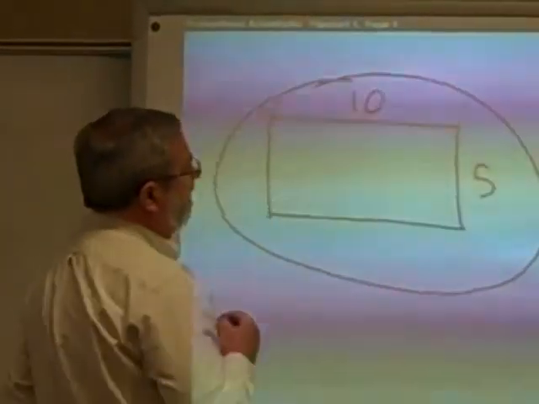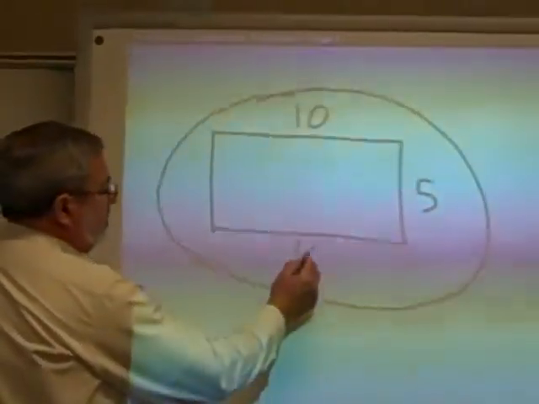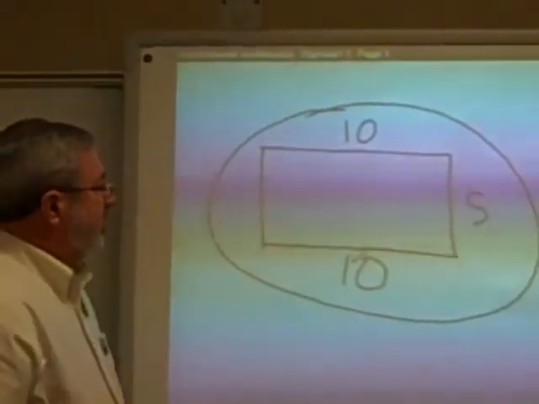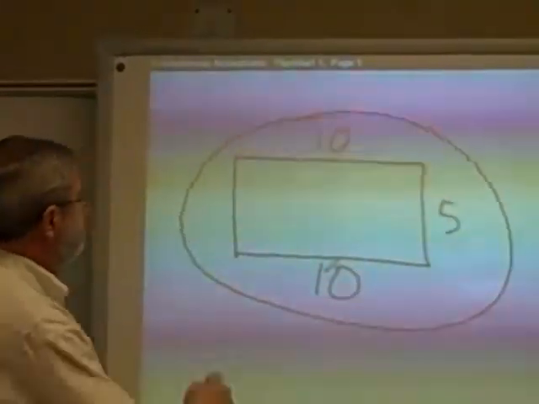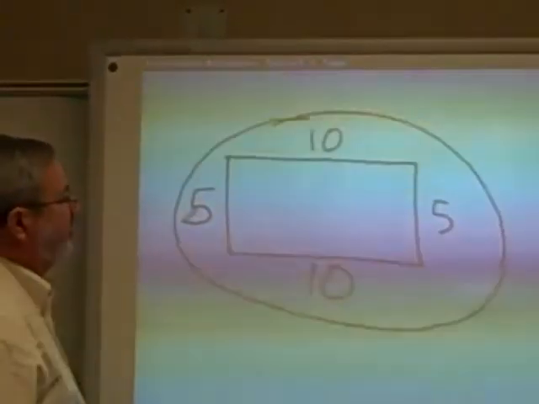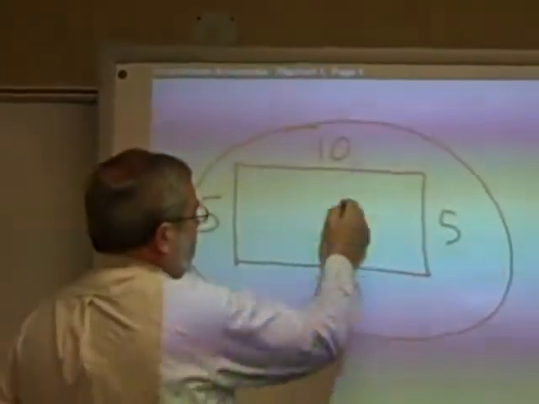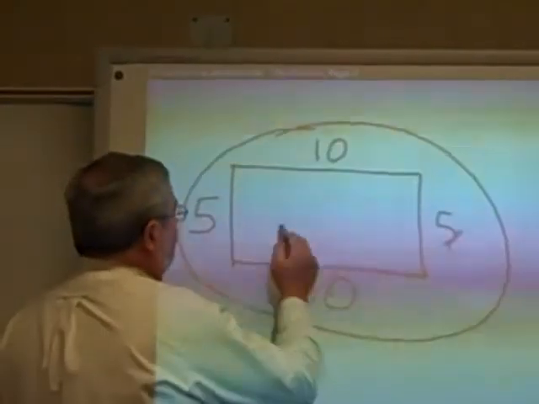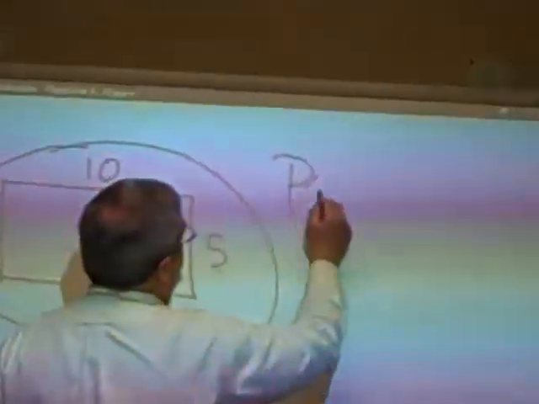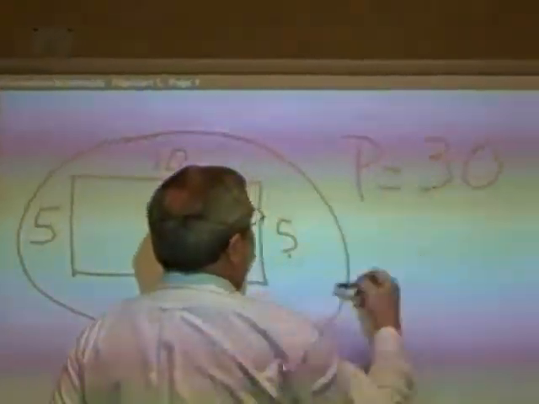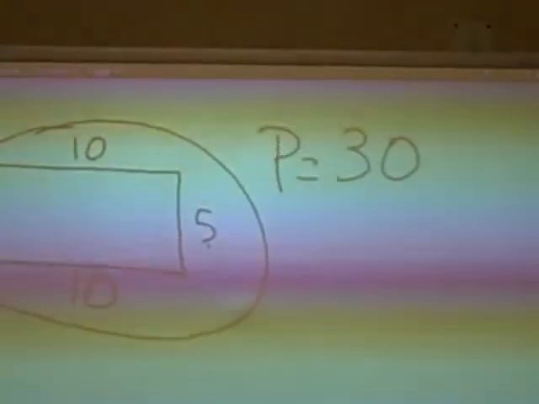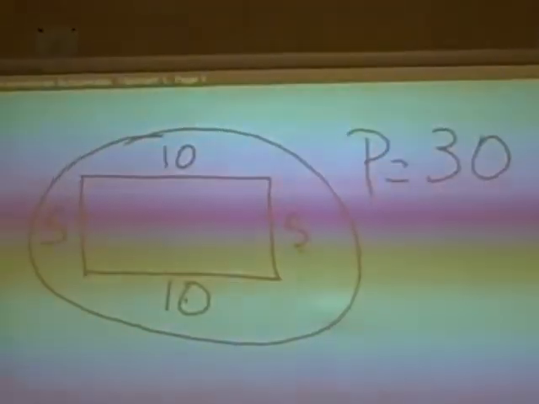So if I've got 10 on top, then this side must also be 10 as well. If I've got a width on this end of 5, this must also be 5. So if I want to find perimeter, I simply add these together. 10 plus 10, of course, 20, 25, and 30. My perimeter of this figure would be 30 inches, centimeters, whatever we want to label it.